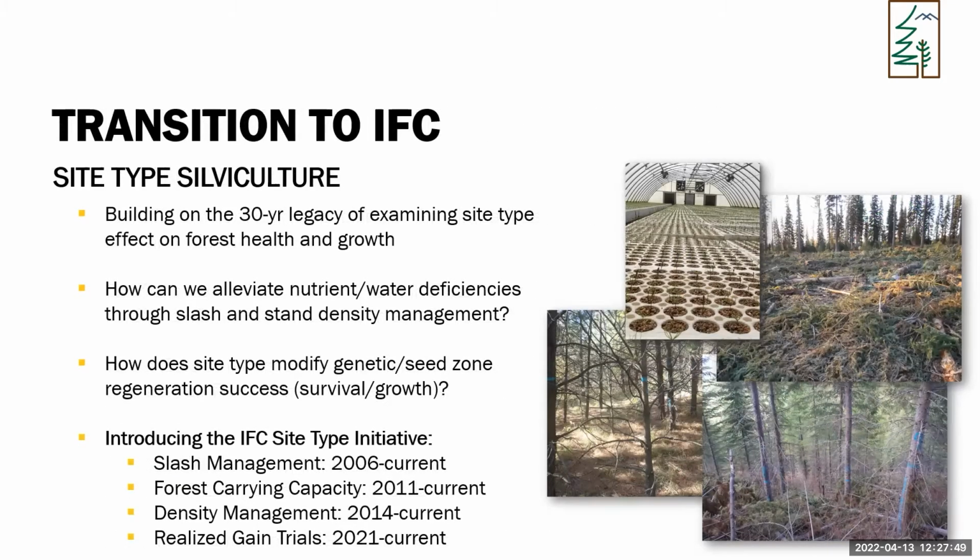And that's when we transitioned to what we call the Intermountain Forestry Co-op. The reason we dropped tree nutrition is that this is building on the legacy of examining site type effects, particularly our soils and our geology, on forest health and growth. And now that we have stands, we want to start looking at how we define our silvicultural strategies to alleviate the nutrient and water deficiencies that we can observe depending on our site types and our stand densities, and how we can do that through things like slash mitigation or retention and/or our stand density management.